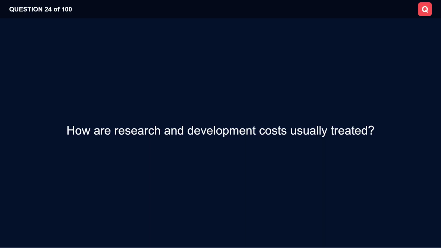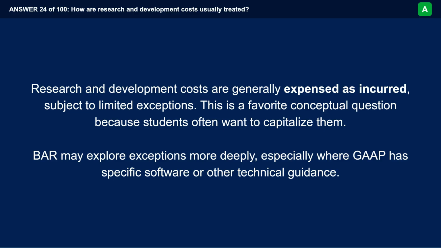How are research and development costs usually treated? Research and development costs are generally expensed as incurred, subject to limited exceptions. This is a favorite conceptual question because students often want to capitalize them. BIR may explore exceptions more deeply, especially where GAAP has specific software or other technical guidance.